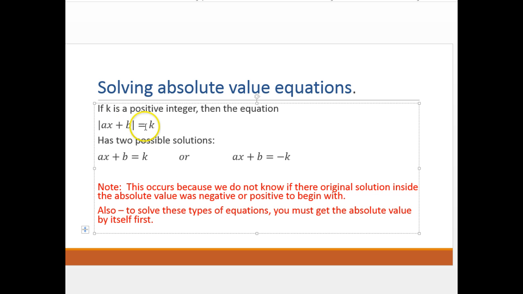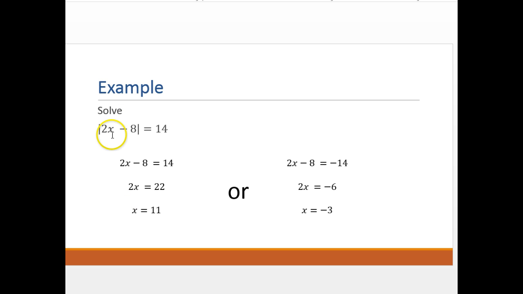Now when you go to solve absolute value equations, we need to get the absolute value isolated by itself first, and we'll see an example of that in a second. Let's solve the absolute value of 2x minus 8 equals 14. Notice the absolute value is on the left-hand side by itself. So I can go ahead and start and break this into two equations.